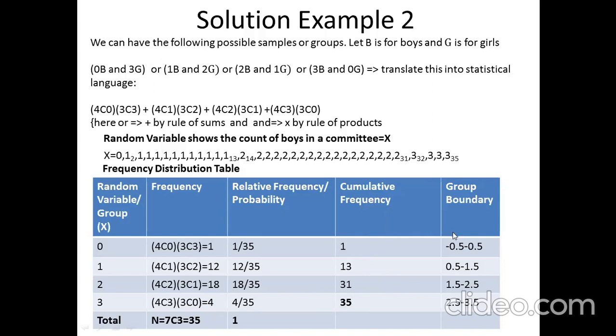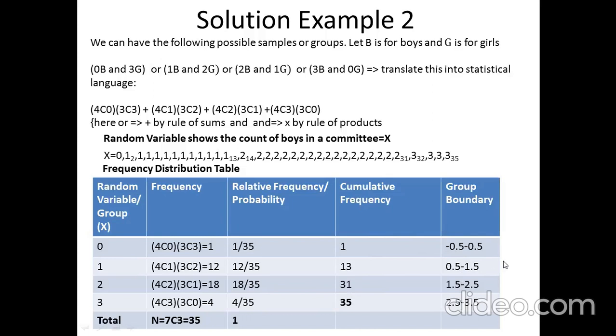Last is the group boundary, which is again formulated by first finding the jamming factor, which is (1 minus 0) upon 2, which is 0.5. This 0.5 is subtracted from and added to every group value to give the group boundary. This is quite self-understandable: subtracting and adding 0.5 to every group value gives us this column. So that's how we complete this summarization.